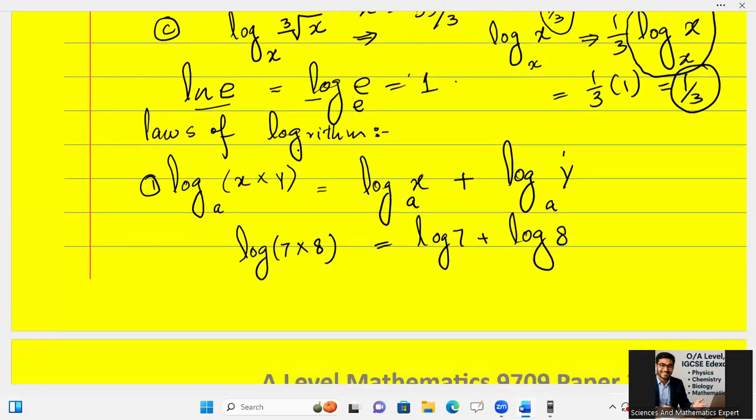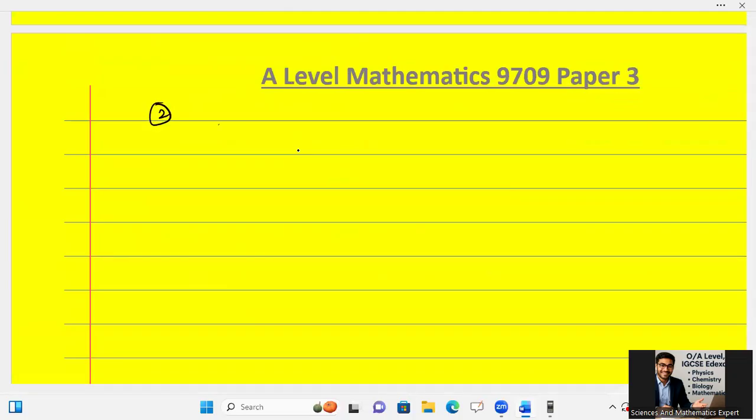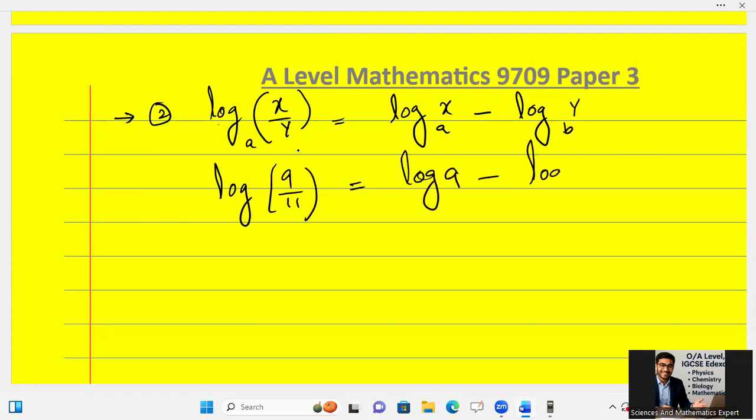After that, if two numbers are divided, the second law states that if log x over y is given to the base a, then we can write it log x to the base a minus log y to the base a. This is the formation of the logarithmic expression. Let's suppose he is giving log 9 by 11. Then you can write it log 9 minus log 11. This is our second law.